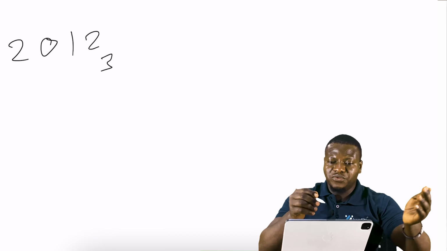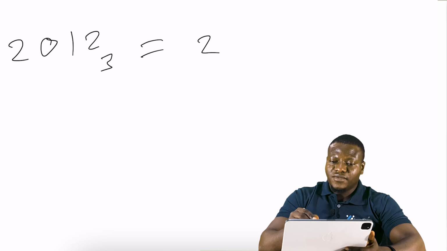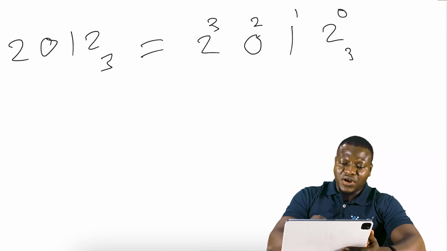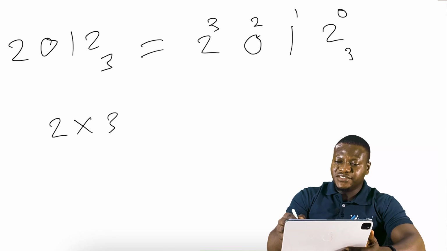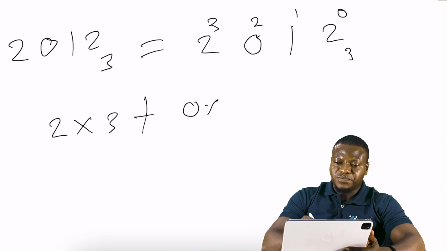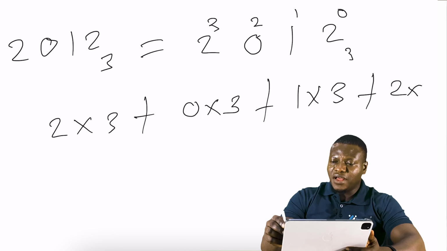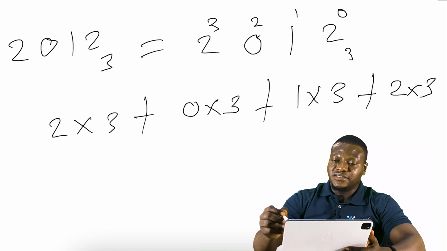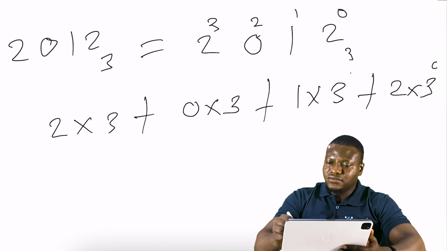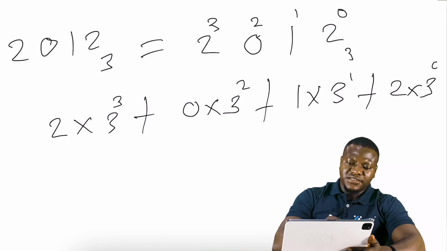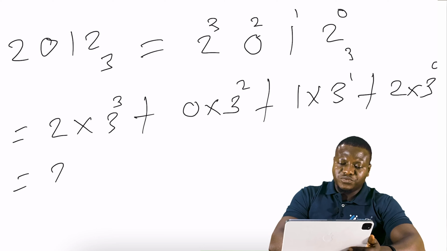We are going to follow the same way in which we followed in the previous lecture. For 2012 base 3, I'll have the positions 0, 1, 2, 3. So here I'm going to have 2 multiplied by 3, remember the base is 3, plus 0 multiplied by 3, plus 1 multiplied by 3, plus 2 multiplied by 3. Here I will start from behind, that is 0, 1, 2, and 3, to make up with what I have there.